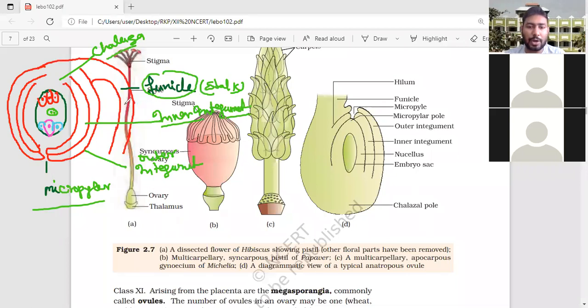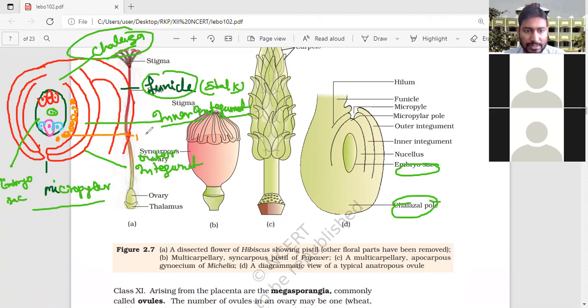So this is the structure. Now you can see the same structure which I have written here. That is the chalazal pole. Then another is the embryo sac. This structure is known as the embryo sac. So here the embryo sac is there, and the wall of this has a special type of structure which is known as the nucellus. This structure is known as the nucellus.